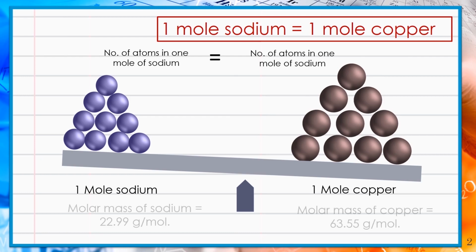We know that the molar mass of sodium is 22.99 grams per mole, meaning 1 mole of sodium contains 22.99 grams of sodium, and the molar mass of copper is 63.55 grams per mole. Even though 1 mole of sodium and 1 mole of copper contain an equal number of atoms, the individual masses of copper and sodium are different.